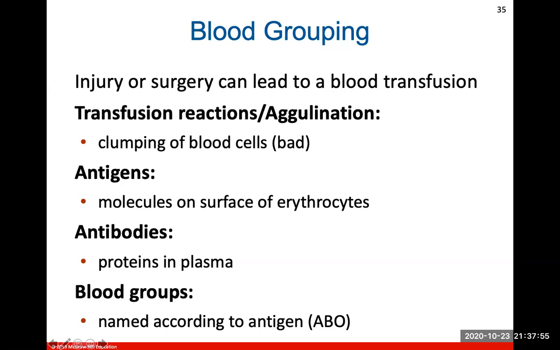And your blood groups, such as type A, type B, type O, are all named according to the antigen, or the specific molecules that are on the surface of the erythrocytes. And if you are type A blood, you will have antibodies already in your plasma against type B blood, because you only want to interact with other type A blood types.